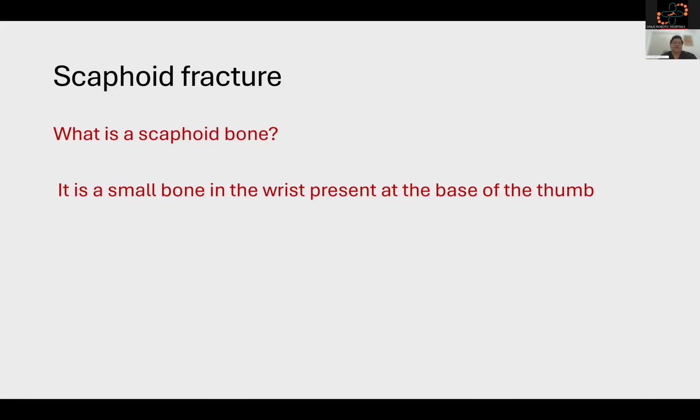So what is a scaphoid bone? It is a small bone in the wrist present at the base of the thumb. It connects between the capitate, lunate, trapezoid and trapezium. These are the five bones which articulate between themselves, and it also articulates with the radius.